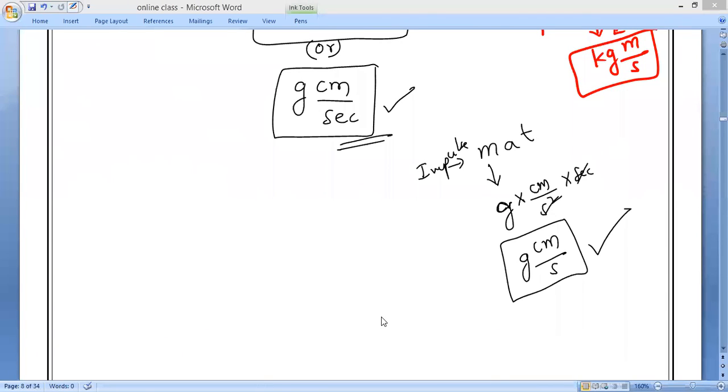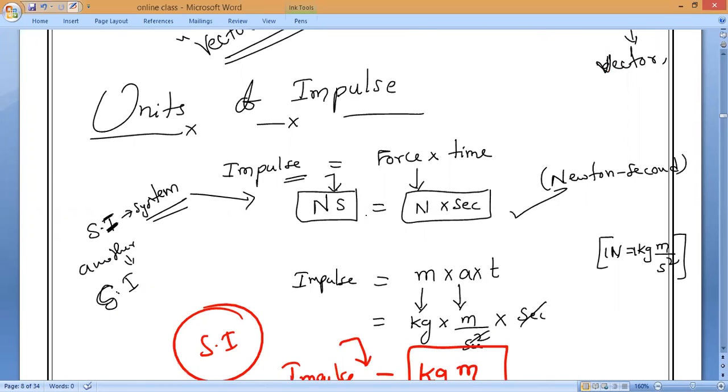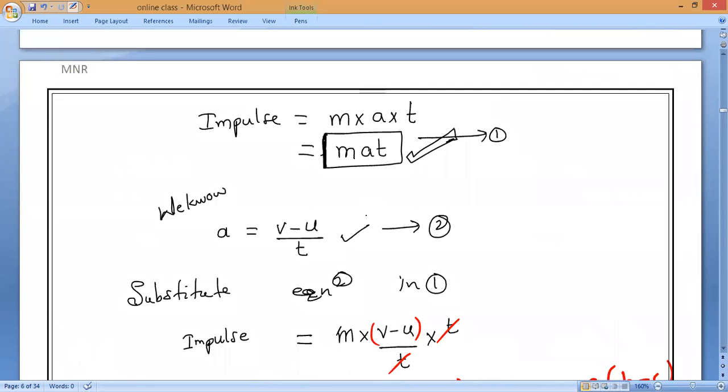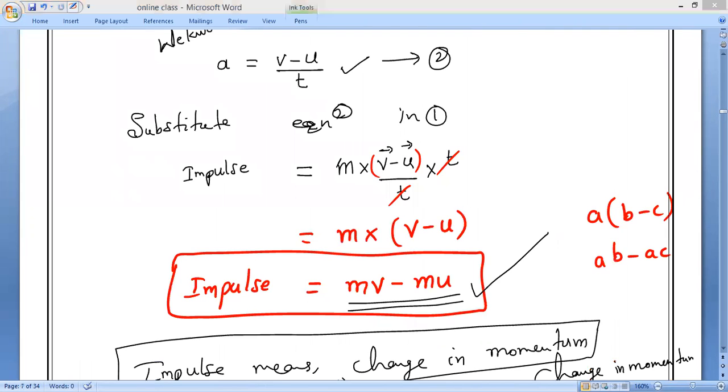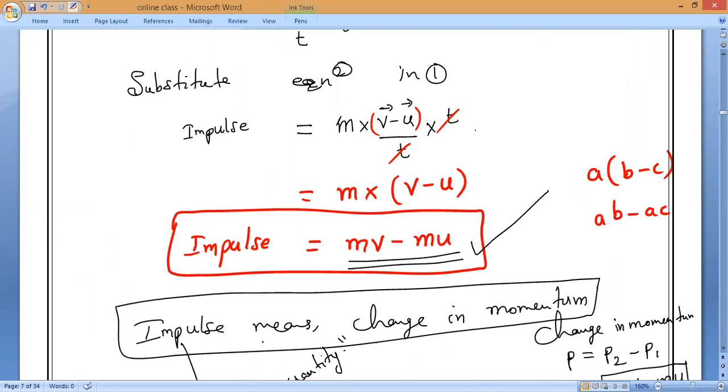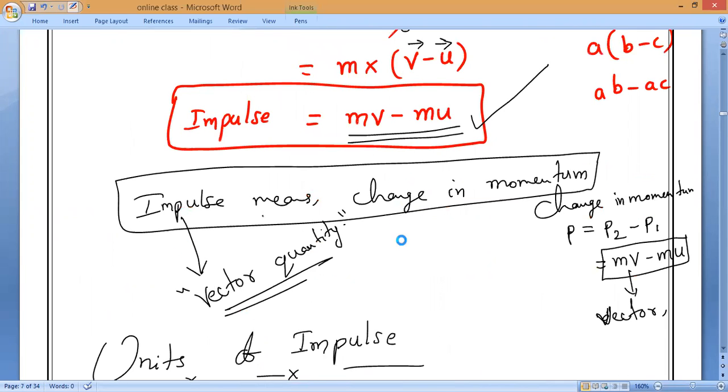Impulse means, as I told you, it is a vector, so we have to keep arrows in the formula. Everybody should keep arrows. That is also another formula of impulse. So be very careful. Mass here, you have to keep arrows because it is which quantity? Vector or scalar? Vector quantity. We have to keep arrows because it is a vector quantity like momentum.